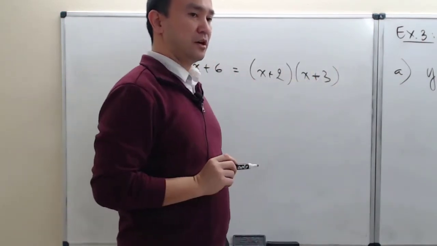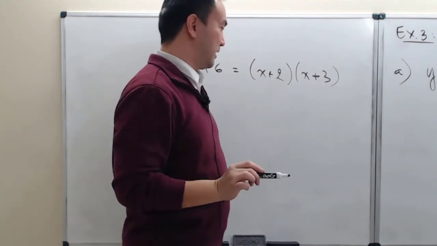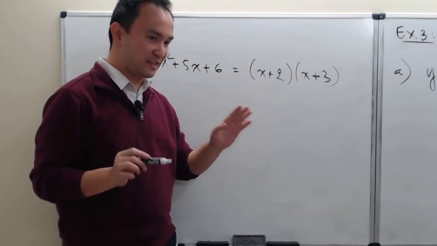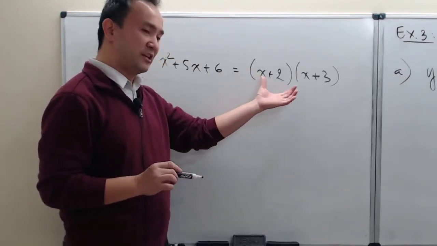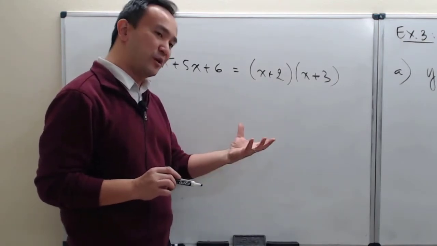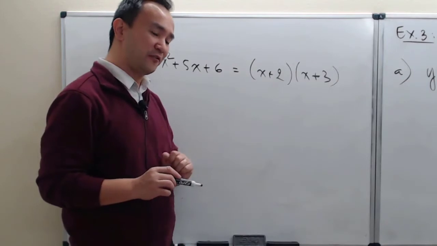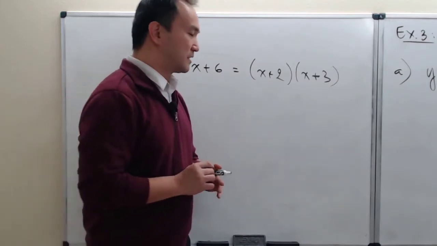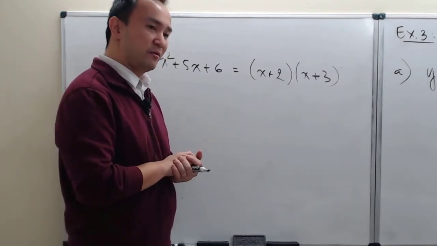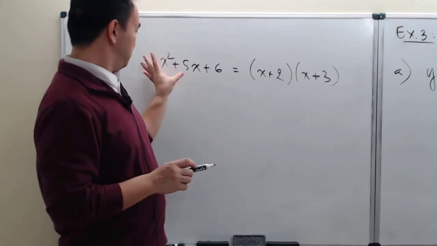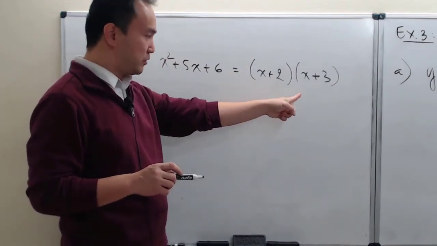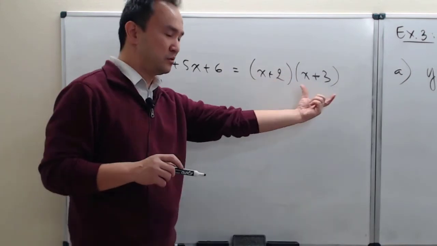It might sound a little silly, but if any viewer is feeling shocked about how I got this, I highly recommend you review your algebra content before we move on further in calculus. Algebra is a massive part of your calculus learning. So once again, x squared plus 5x plus 6 factors into x plus 2 and x plus 3. This is a product of two factors right here.